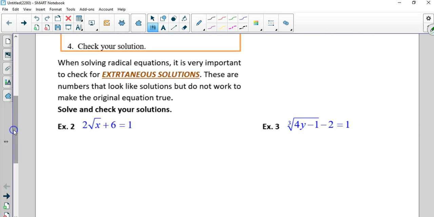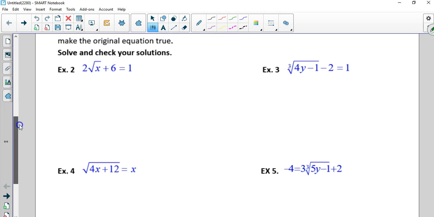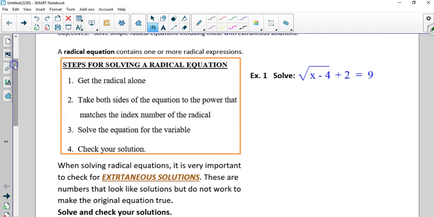You've got to make sure you have no extraneous solutions. The answers may look good, but they may make the original equation false. So we need to check for that. So here we go. If you look at the example, example 1, let's do it in order. So we have our radical, x minus 4, and then there's a plus 2 outside of the radical. Okay? The radical only extends over the 4. So that is the radical, then the 2 is extra.